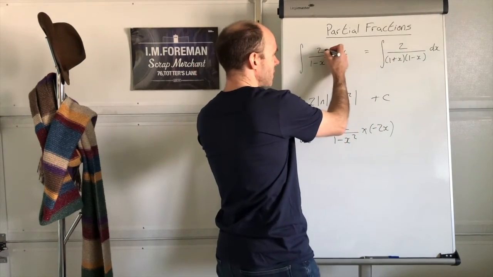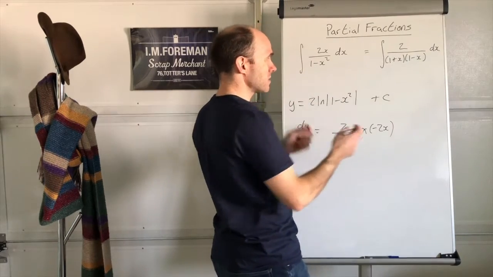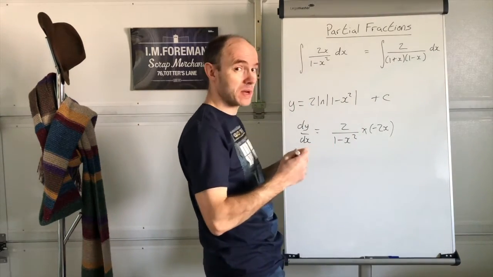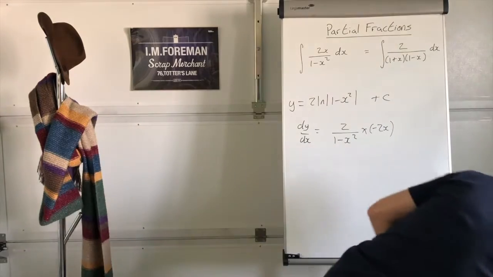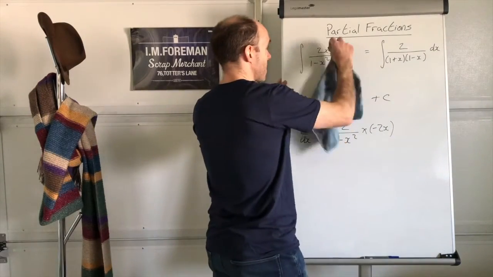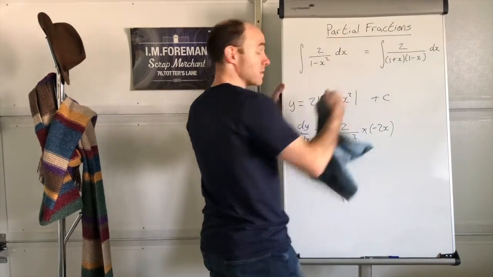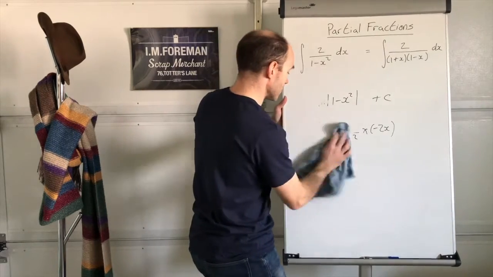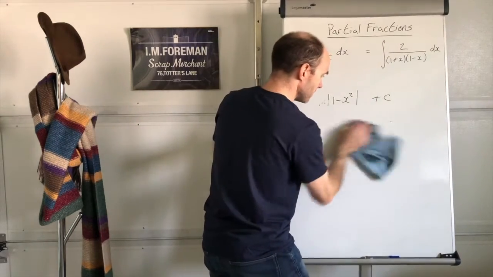If you had this, you can still use partial fractions, but you can just write the answer quickly as a natural logarithm. But there, it's like that, you can't. So you've got to use the partial fractions method. Hope that made sense to you.